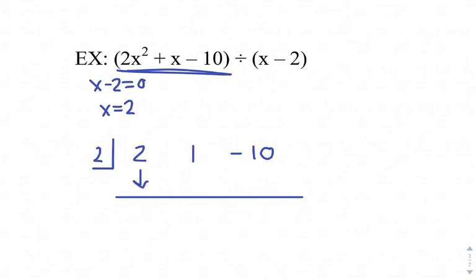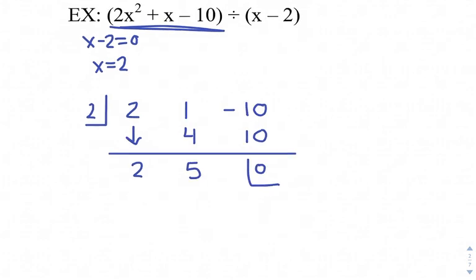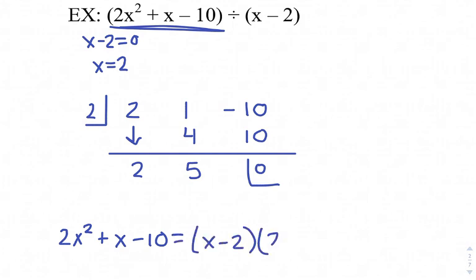Now I drop down the 2. 2 times 2 is 4. 1 plus 4 is 5. And then 2 times 5 is 10. -10 plus 10 is just 0. So this does not have a remainder, which means it factors nicely. So this factors into x minus 2 and then 2x plus 5.